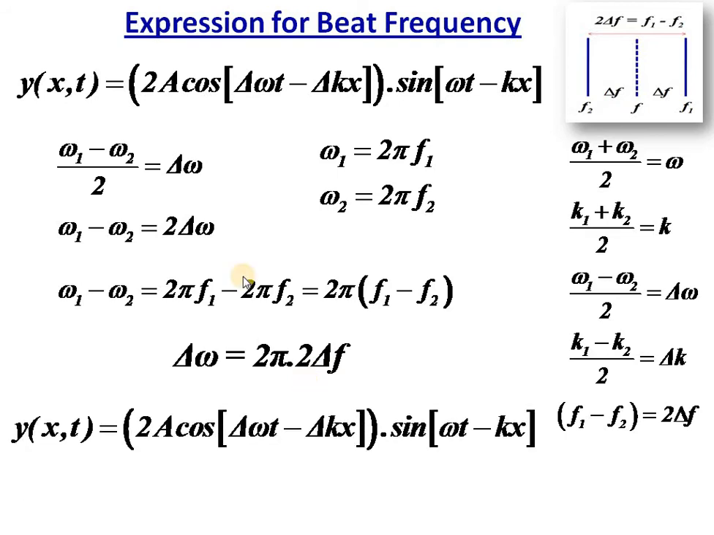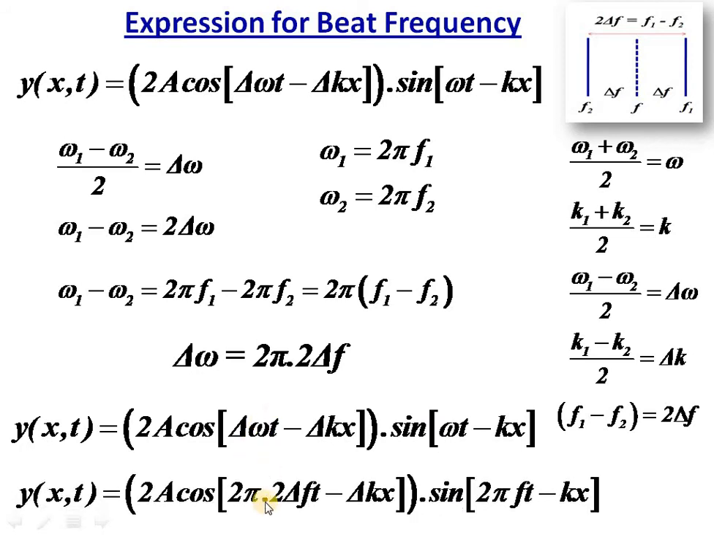So delta omega we got. And omega we also know, that is 2 pi (f1 plus f2) by 2. So you can place them here, and we get the complete expression in terms of frequencies. The first expression is in terms of angular frequencies and k's, and the second one is in terms of real physical frequencies and k.